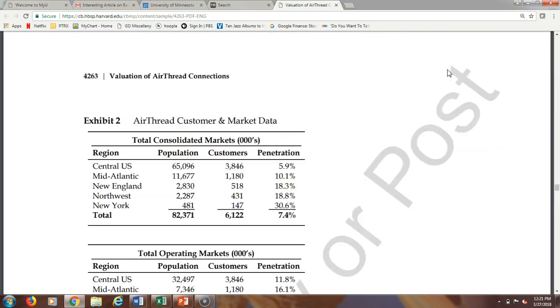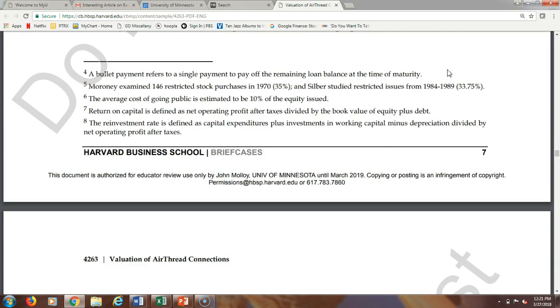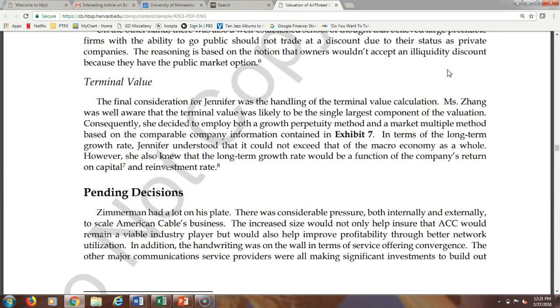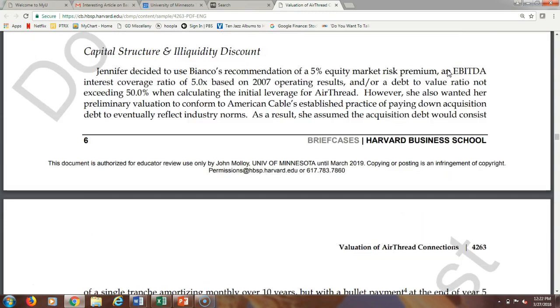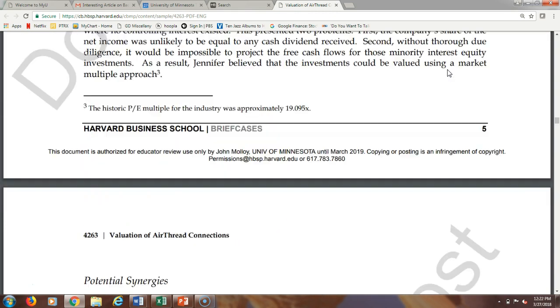A better thing to use, I think, and they say somewhere here in the case, some of the information in the footnotes is useful in this case. Trying to see where we have this. Oh, here we go. Historic PE multiple for the industry is approximately 19. So I would recommend that, I'm going to just use 19. Again, whether that's realistic or not, I don't know, but we'll just use 19 because I think it gives us a little bit more reasonable number.